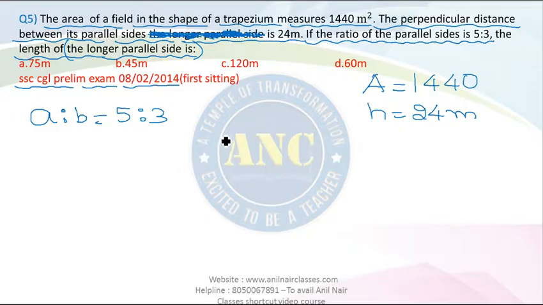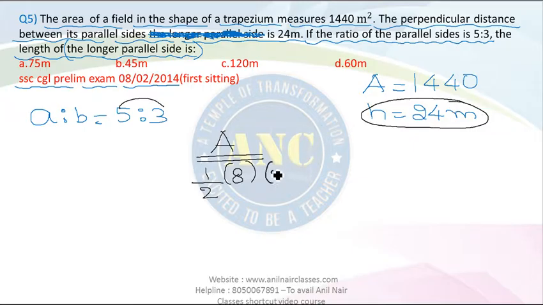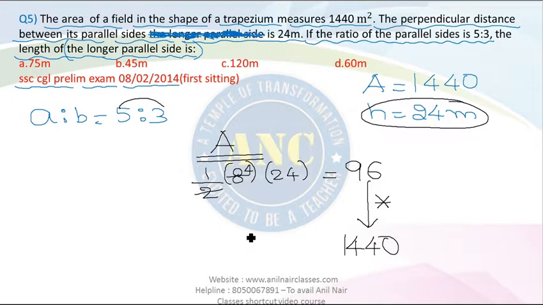Same logic. According to ratio, area is half into sum of the parallel sides, 5 plus 3, 8. Perpendicular distance between them is 24. That means this is nothing but 2 into 1, 2 into 4. According to the ratio, it is 96. Question says it is not 96, it is 1440. 96 into which number is 1440, or 1440 divided by 96 is how much? It is 15.